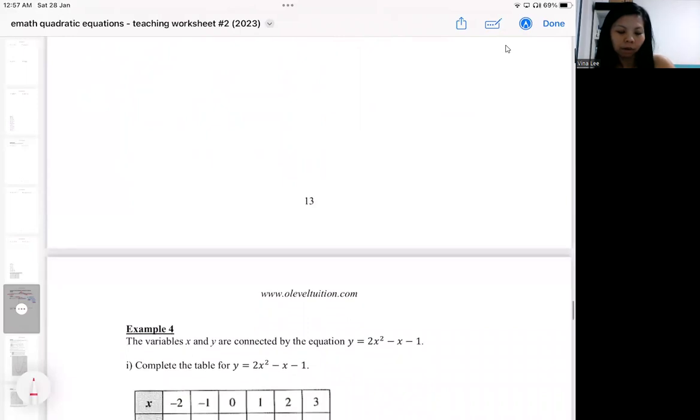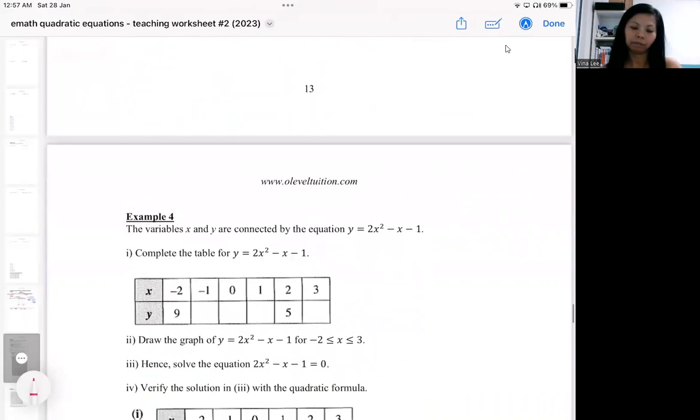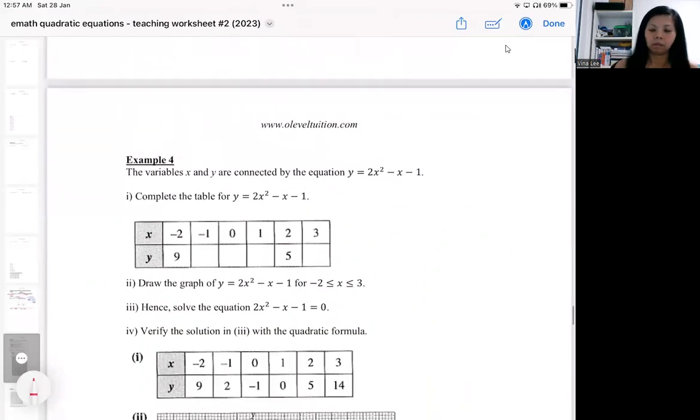In example 4, you have a typical equation. You get a typical graph. You need to complete the table. This is like your set 2 work. You just have to remember when you're completing the table, for example, when you punch it in the calculator, you must remember the bracket. If you forget to give the bracket, then you will get the wrong answer. So make sure you remember to input the bracket.